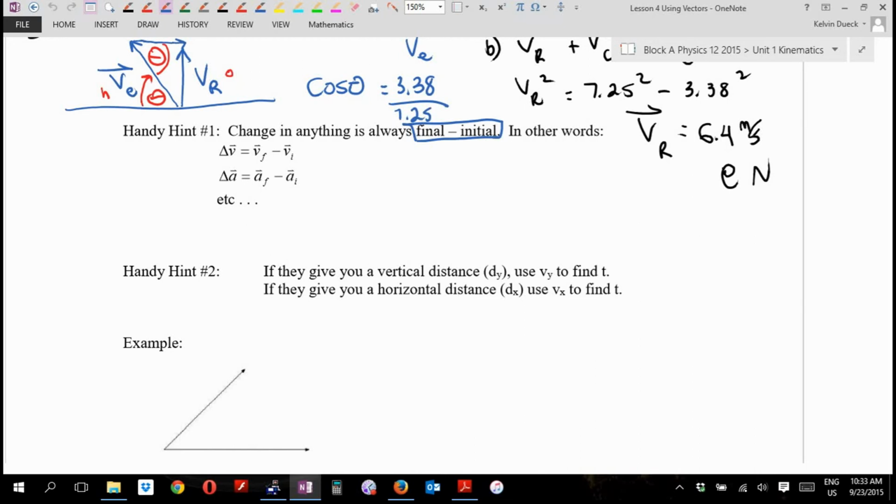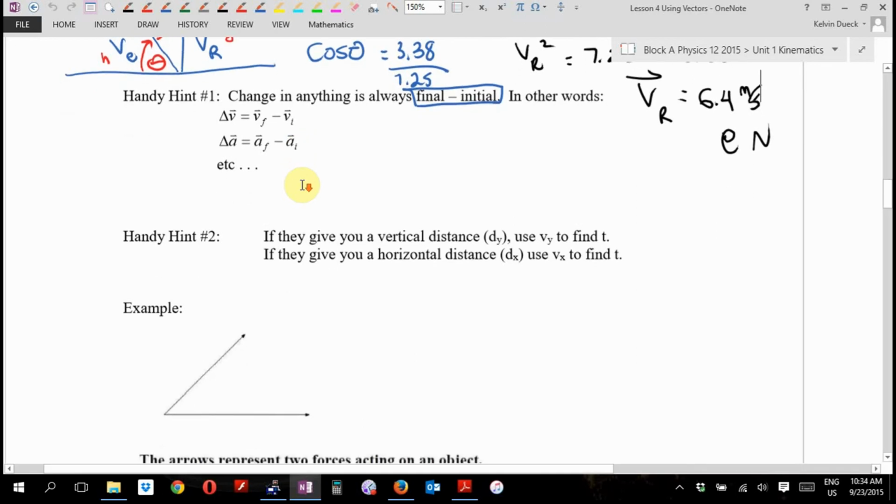So change in velocity, final minus initial, V final minus V initial. Change in acceleration, A final minus A initial. Change in energy, final amount of energy minus initial amount of energy. Change in momentum, also called impulse, final momentum minus initial momentum. Change in voltage, you're going to do change in flux, definitely. I'm missing about 8 of them. There's going to be lots of change ins. Don't panic.